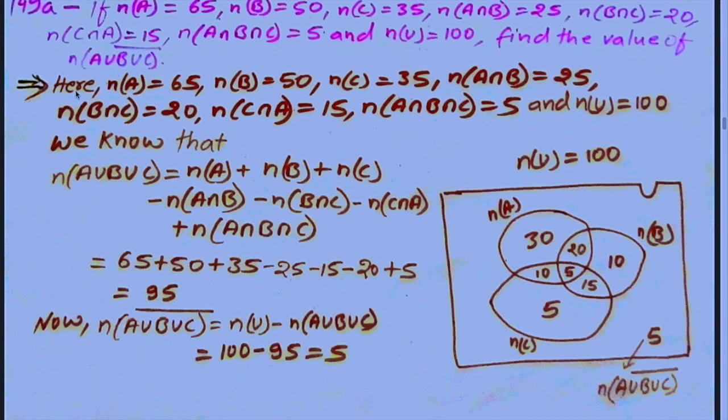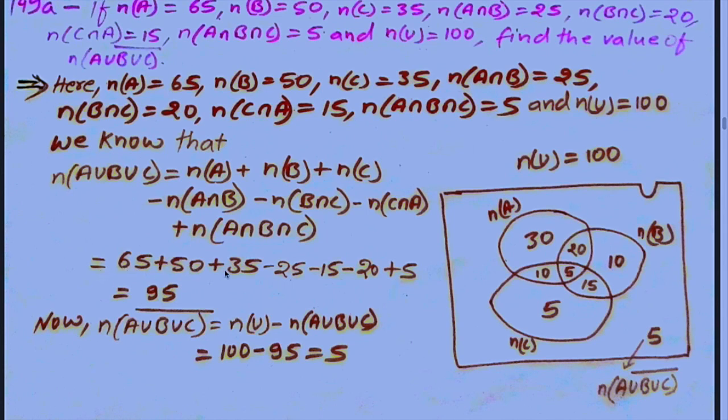Solution: Here given n(A) equals 65, n(B) equals 50, n(C) equals 35, n(A intersection B) equals 25, n(B intersection C) equals 20, n(C intersection A) equals 15, n(A intersection B intersection C) equals 5, and n(U) equals 100. All this information is given in the question, and we have the formula. From the formula, n(A union B union C) equals n(A) plus n(B) plus n(C) minus n(A intersection B) minus n(B intersection C) minus n(C intersection A) plus n(A intersection B intersection C).